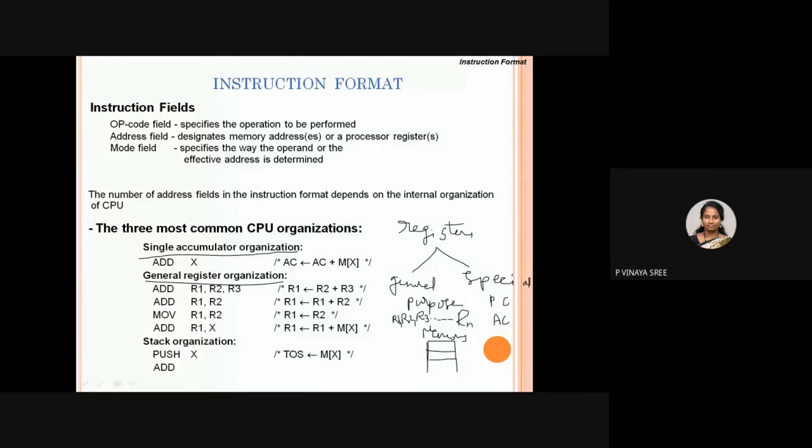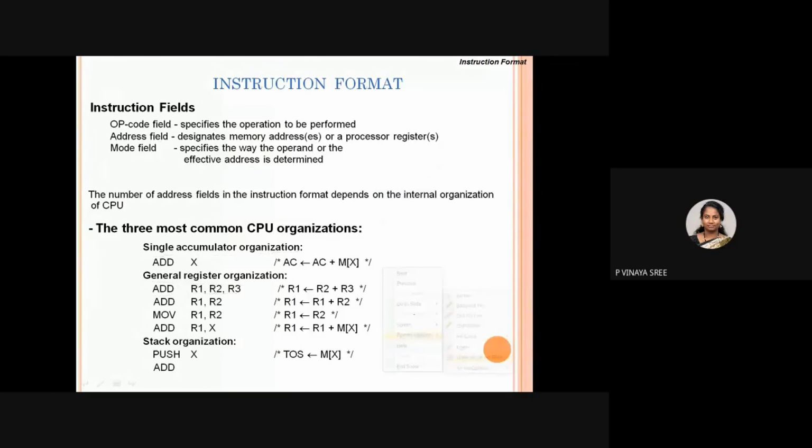So let me show an example. Don't consider that we'll be having only registers; we'll be having the data from our memory also. So let me show with an example. Let us consider what I'm writing: add R1 comma A comma B.